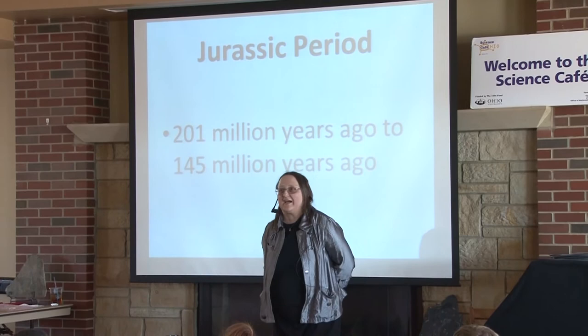It was posted on the website. Do you know when the Jurassic period started? How many millions of years ago? Yes. About 200 million. Very good. She gets a t-shirt. There you go. The Jurassic period started about 201 million years ago and ended about 145 million years ago.